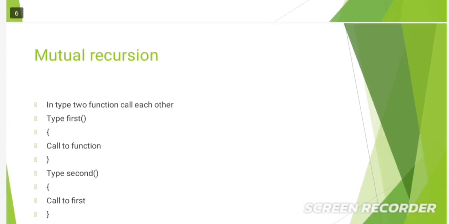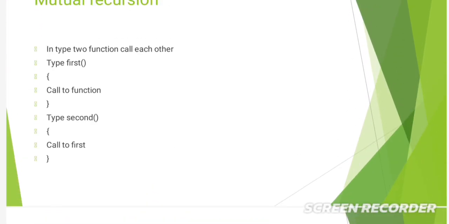Next, fourth one, mutual recursion. In this type, two functions call each other, since the two functions are engaged with each other. So the format of such mutual recursion is given below. Type the first function, inside that call the second function, close the curly bracket. Then next, the second function, open the curly bracket and call the first, and lastly close the curly bracket.